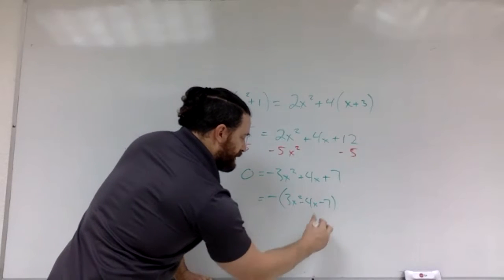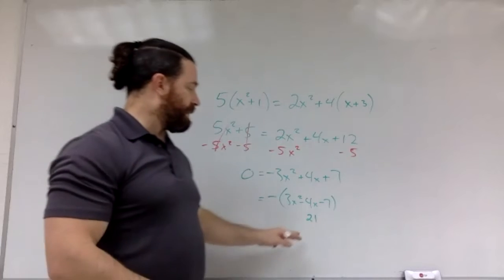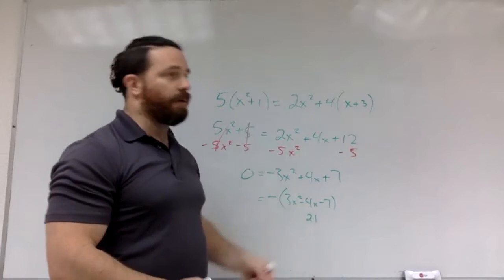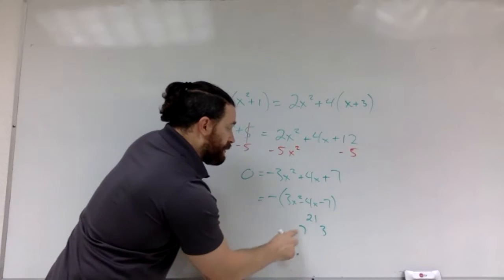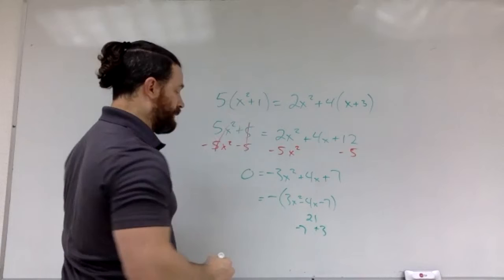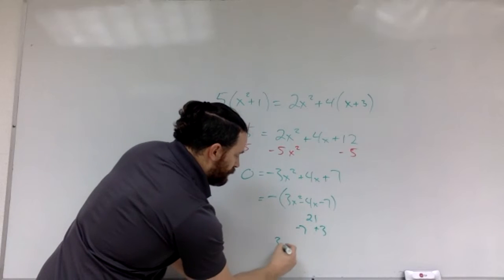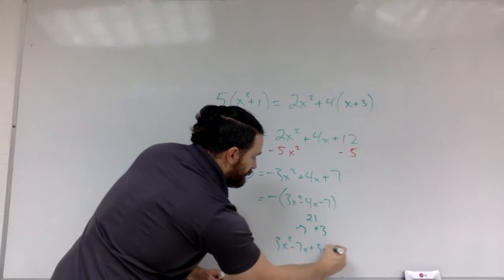So 3 times 7 is going to give me 21. So I need two numbers that multiply to make 21, that when I subtract them make 4, and I'm thinking 7 and 3. So in order to get a negative 4, I'll need a negative 7 with a positive 3. So now that's going to make 3x squared minus 7x plus 3x minus 7.